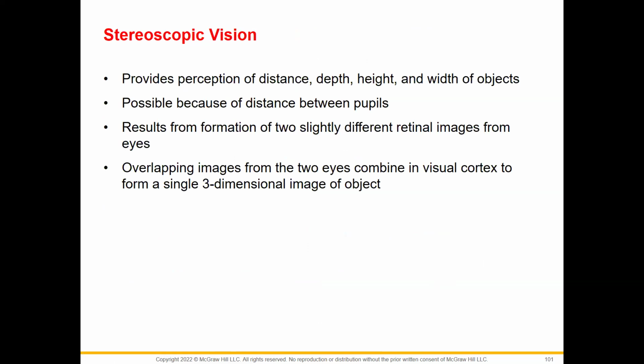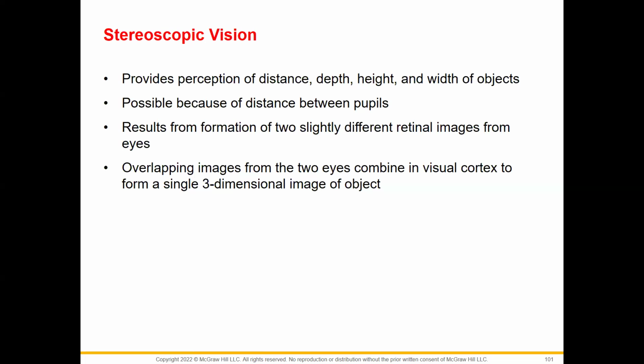Stereoscopic vision. Stereoscopic vision provides perception of distance, depth, height, and width of objects. It is possible because of the distance between the pupils. So in humans, we have eyeballs that are set a certain distance apart. Of course, everybody's is different depending on the size of their head and where their eyes sit in their head. But because the eyeballs are not close together, we have two eyeballs and they have some distance apart.